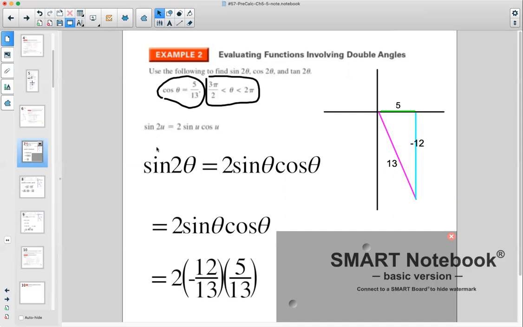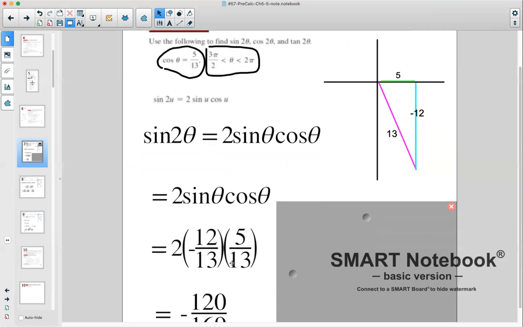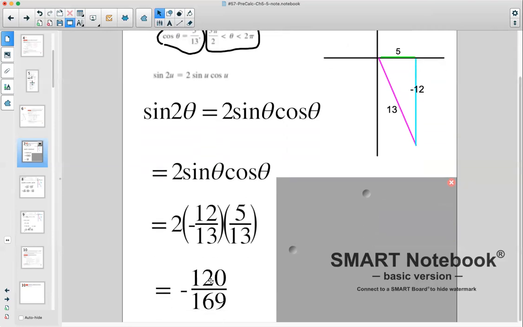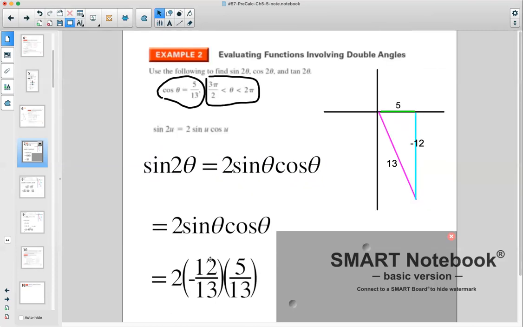So sine 2 theta, and from that, the formula they gave us, we rewrite with theta. So 2 sine theta cosine theta. We plug in sine theta, which is opposite over hypotenuse, so negative 12 over 13, times cosine theta, which is 5 over 13. So we create the equation, and it's going to be negative 120 over 169. That's the first question, sine 2 theta.